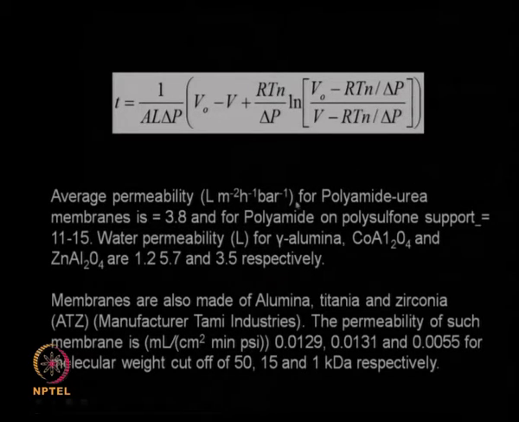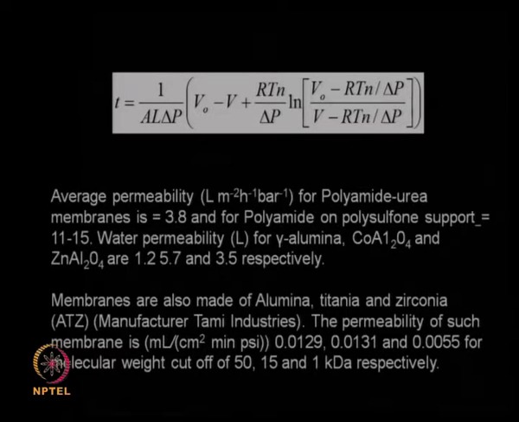Now, the average permeability, look at the units, is in liter per meter square per hour per bar. Bar is the pressure, hour is the time, meter square comes in because of the area. Okay. For polyamide urea membrane it is 3.8, and if you look at polyamide on polysulfone support, it is around 11 to 15. Water permeability for gamma alumina, cobalt alumina and zinc alumina are 1.2, 5.7, 3.5. So, these numbers vary depending upon the type of inorganic materials you use. So, you can also make membranes with alumina.